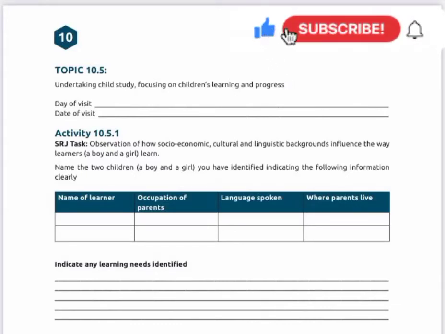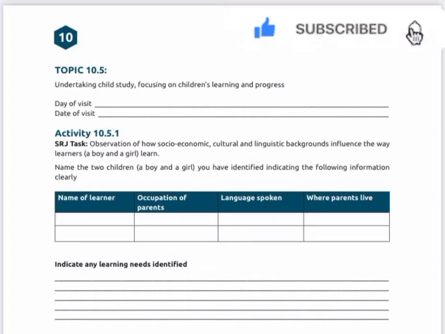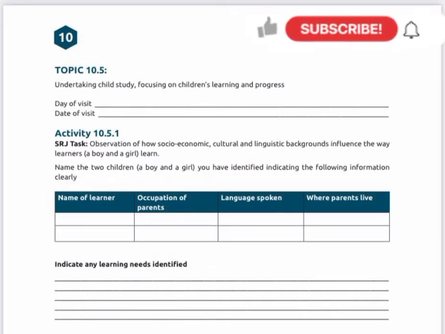This week, our STS orientation is taking us to pages 94 and 95 of the STS handout book, which is activity 10.5. What is our topic for this week's discussion? That is undertaking child study, focusing on children's learning and progress. So as you already know, you have to write our date of visit.